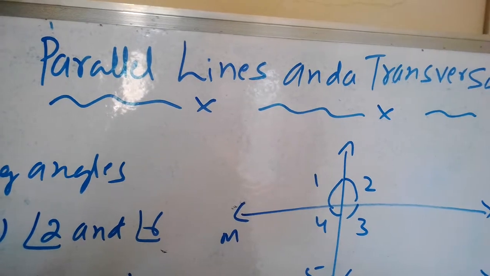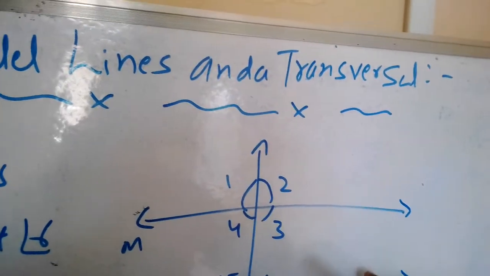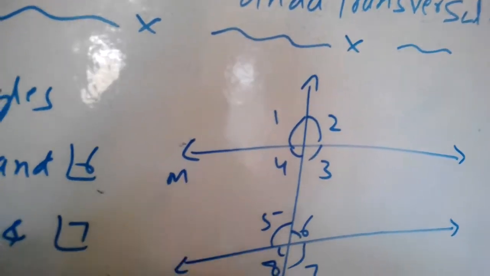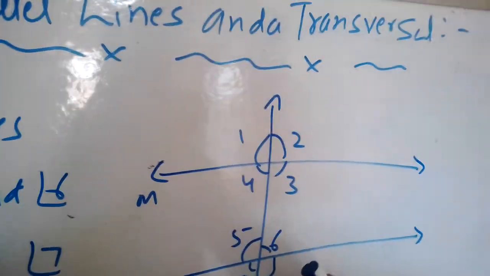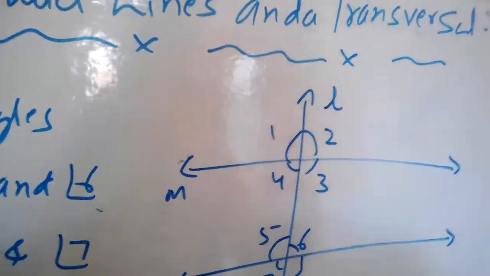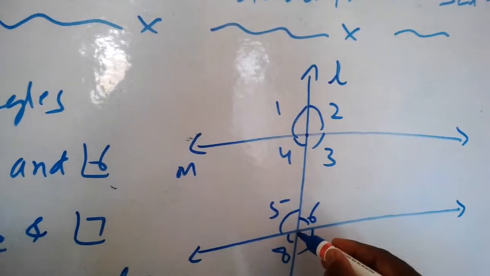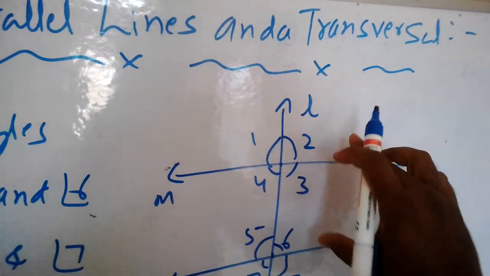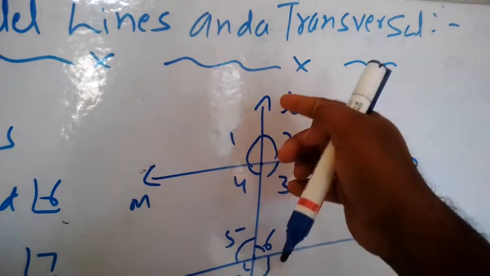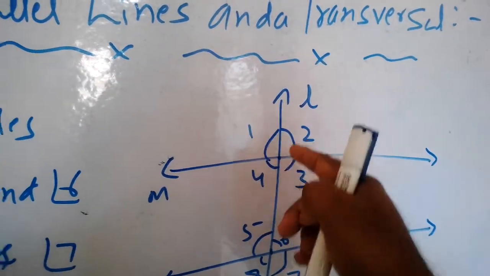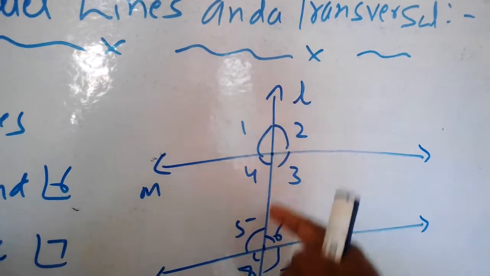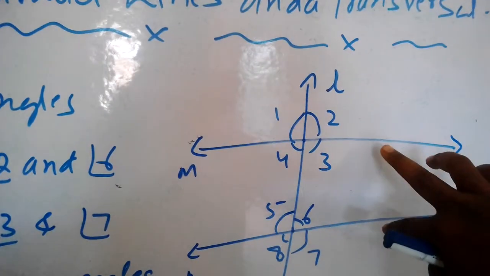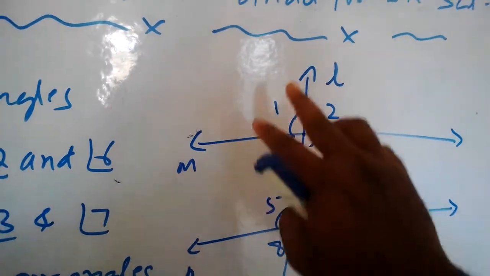If two or more lines are intersected by a line, consider M and N are two lines. These lines are intersected by line L at distinct points. Then the line which intersects two lines at distinct points is called a transversal line. These two are called parallel lines. These two parallel lines and this transversal line make a total of 8 angles here.